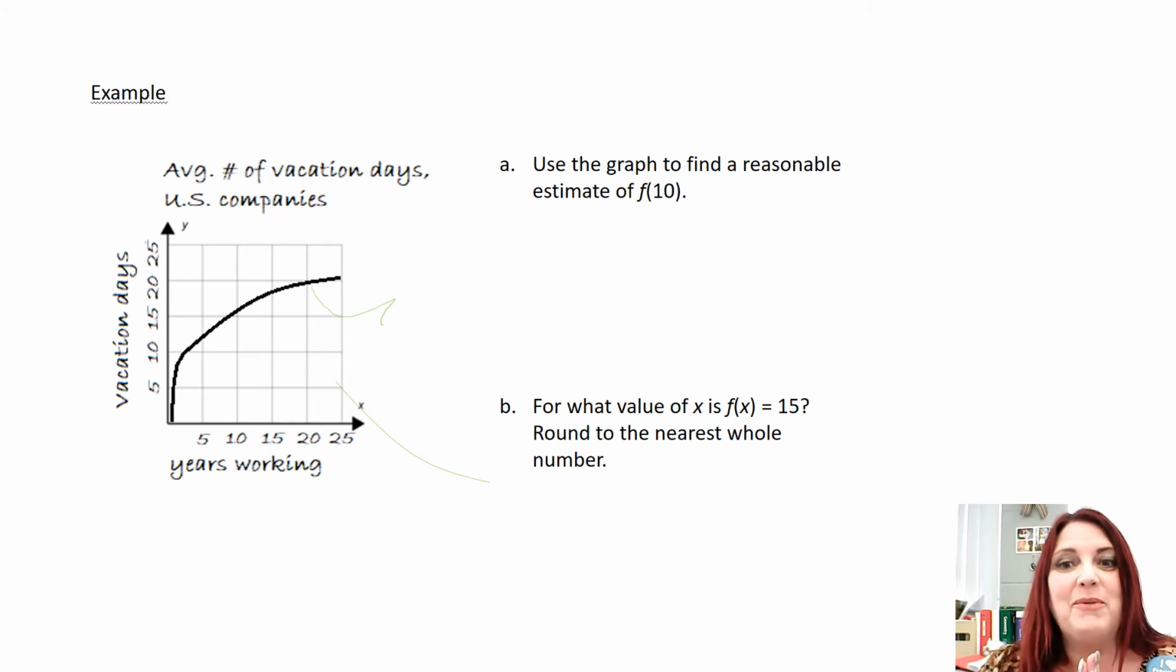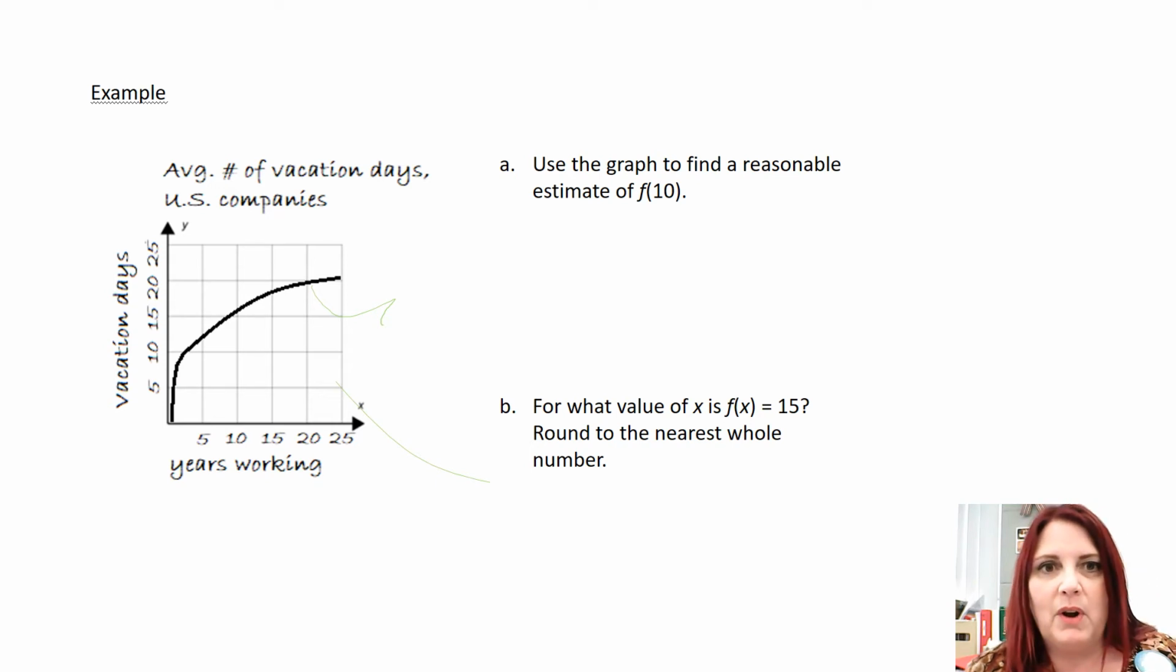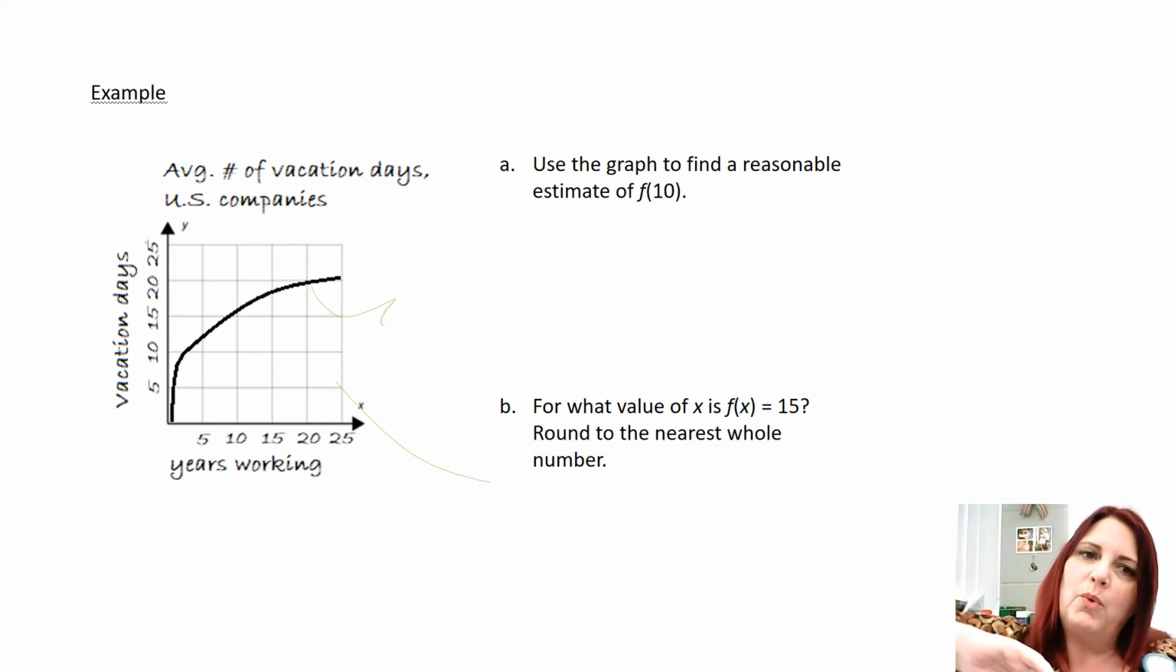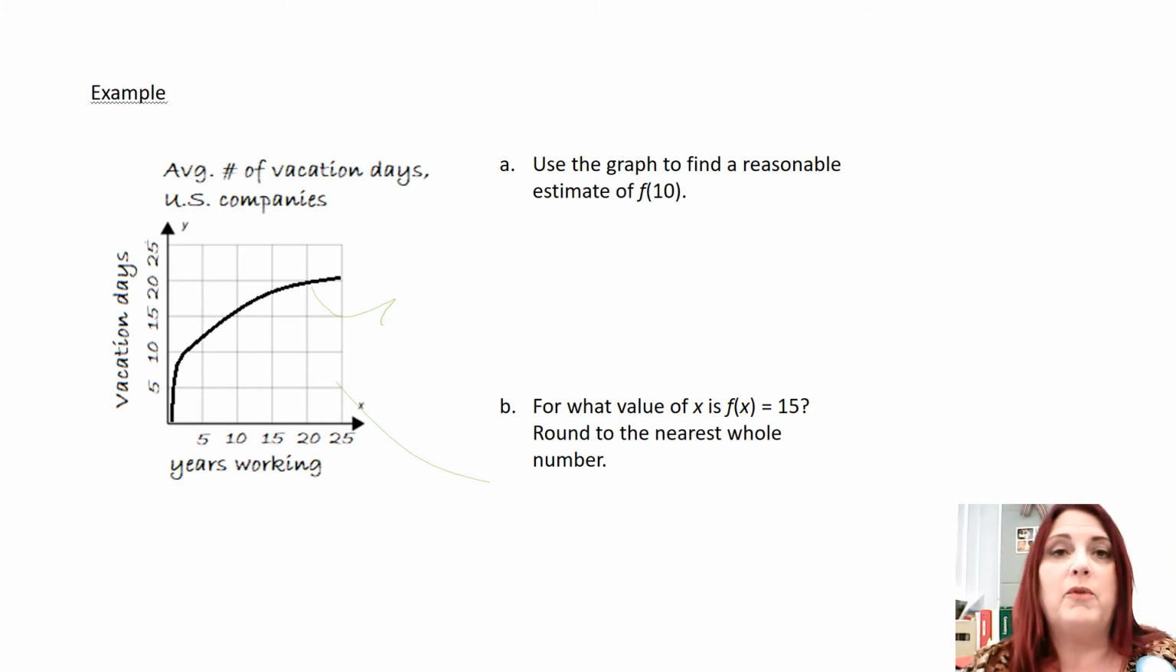Okay, it's time for an example. If you take a look at the graph there, at the top of the graph it tells you what it is representing: the average number of vacation days by how many years a person has worked. The vertical axis tells us the number of vacation days, and the horizontal axis tells us the number of years that a person has been working for the company. We're going to use that graph to answer these questions.